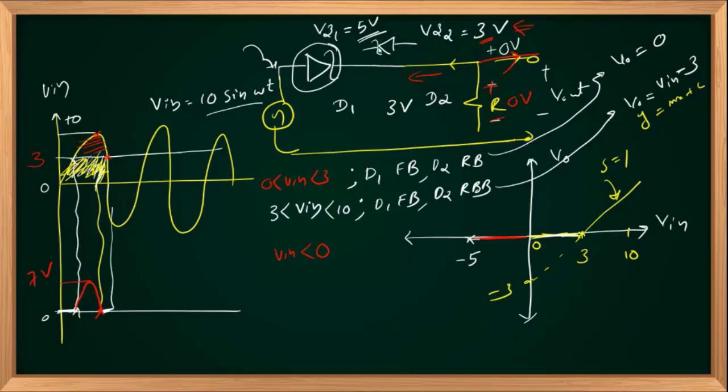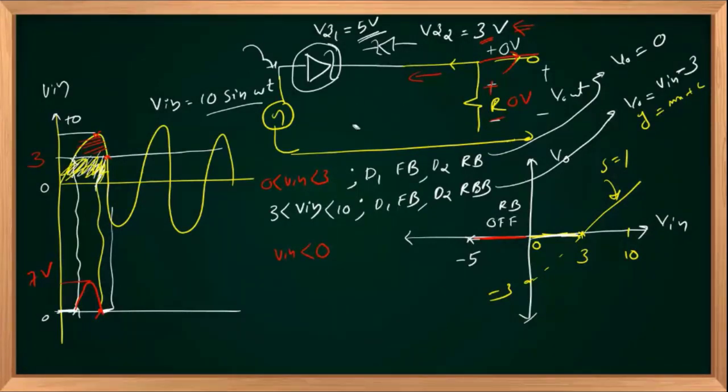Right? So up to minus 5, your D1 is off or open or simply in reverse biased mode. And open implies Vout will be 0. When Vin goes less than minus 5 or exceeds the reverse voltage of 5 volts in the negative direction, your VZ1 breaks down.